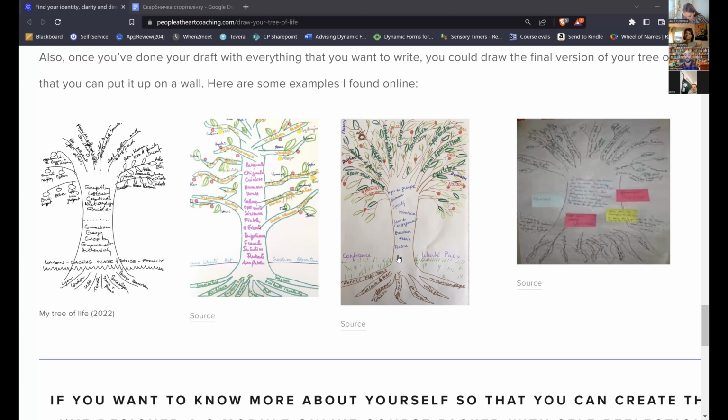But it is important to include people who are significant to you that are no longer alive. Але дуже важливо включити сюди людей, які важливі для вас, але їх немає на цьому світі, які померли, які не живі.